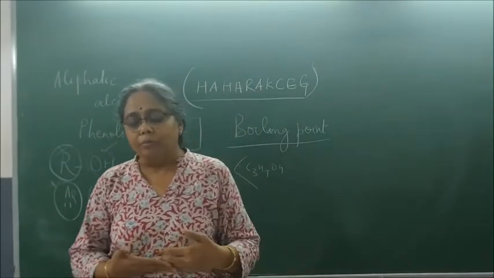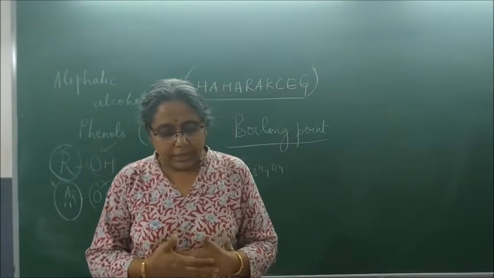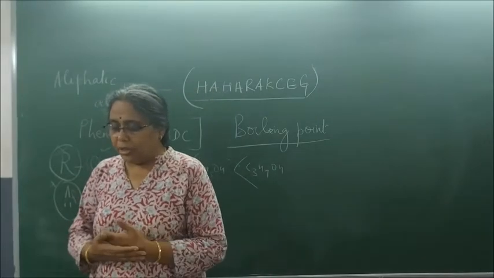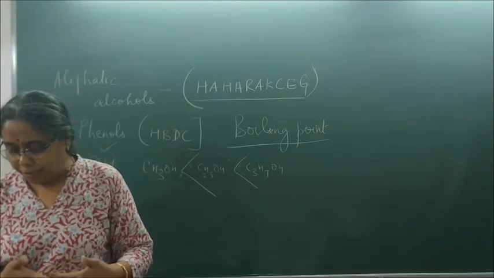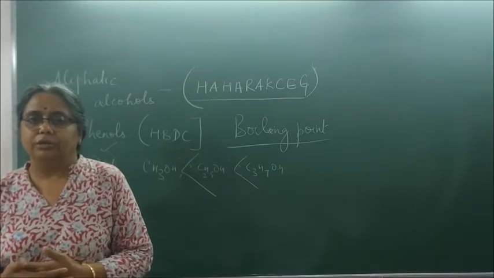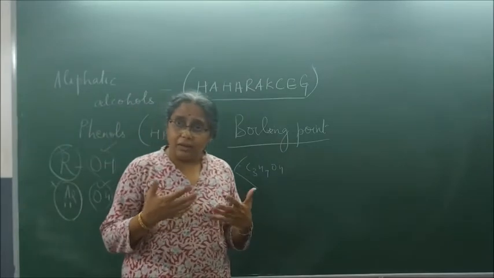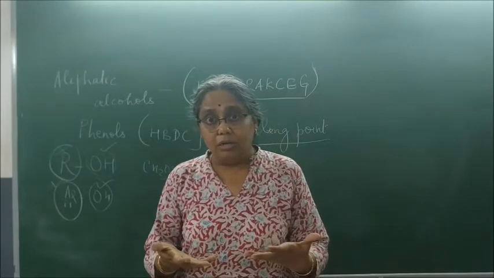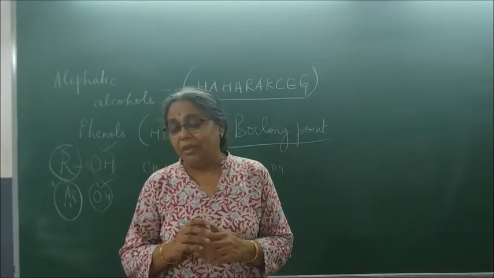Right, second point: boiling point decreases with increase in branching. Boiling point decreases with increase in branching. Why? This we studied even in haloalkanes. Surface area, and you cannot just say surface area. What happens? With branching, surface area increases. So what decreases? Boiling point. Why?